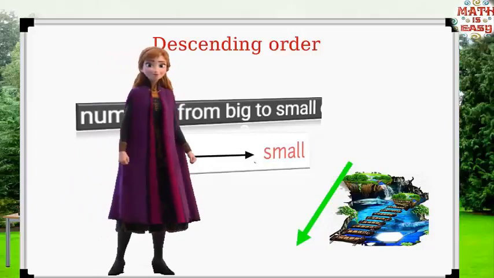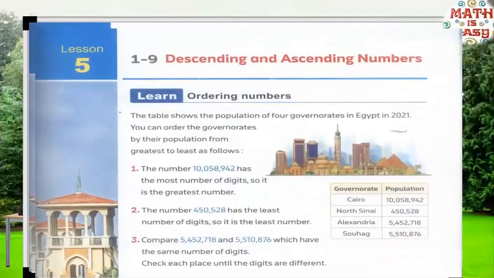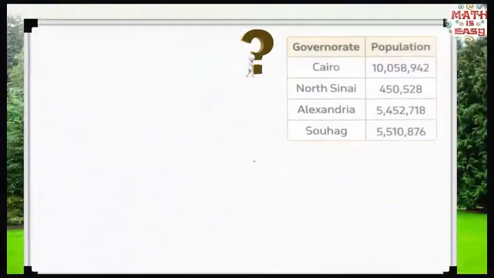Here in your book we have this exercise or this example. This table shows the population of 4 governorates in Egypt in 2021. You can order the governorates by their population from the greatest to the least. You should start from the biggest number and end with the least number or smallest number. Here we will see how we can arrange or write numbers from greatest to least.